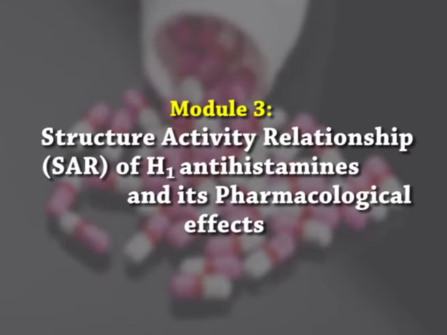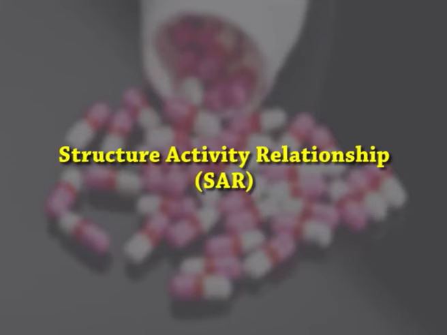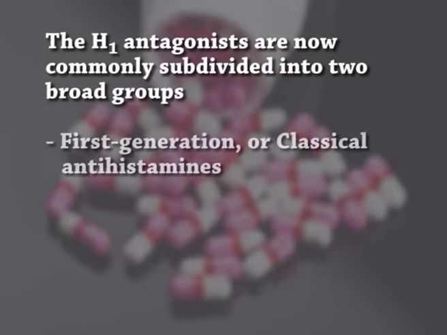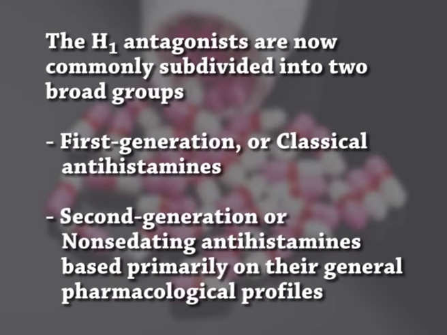Now let us start with module 3, which includes structure activity relationship, that is SAR, of H1 antihistamines and its pharmacological effects. Now start with structure activity relationship. The H1 antagonists are now commonly subdivided into two broad groups: first generation or classical antihistamines and second generation or non-sedating antihistamines, based primarily on their general pharmacological profiles.